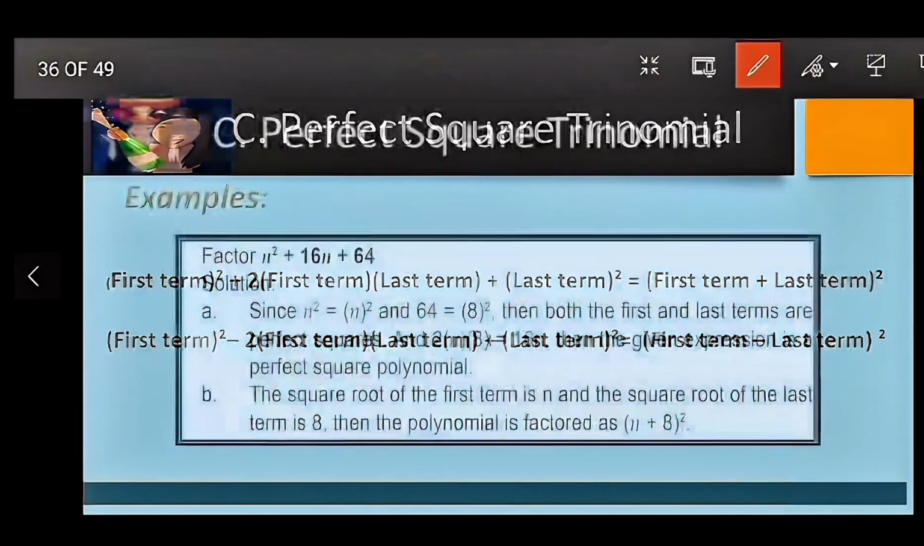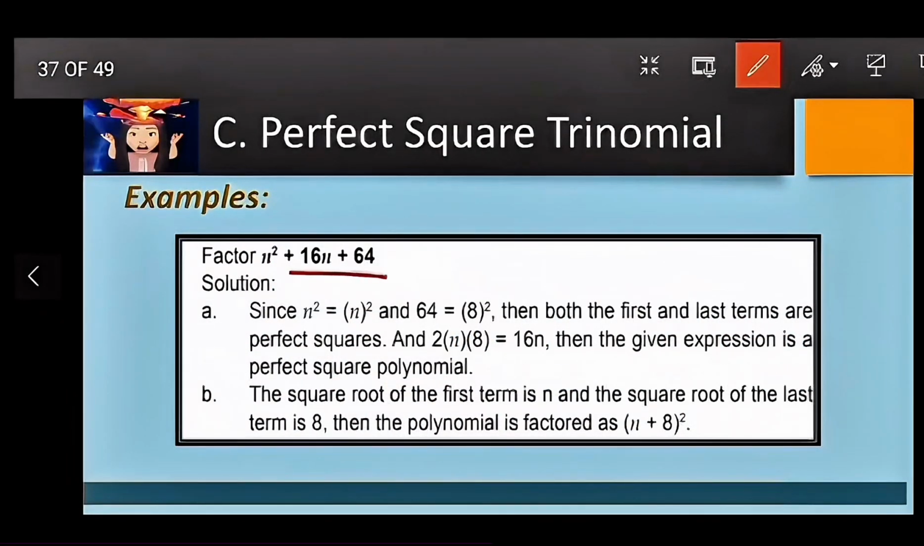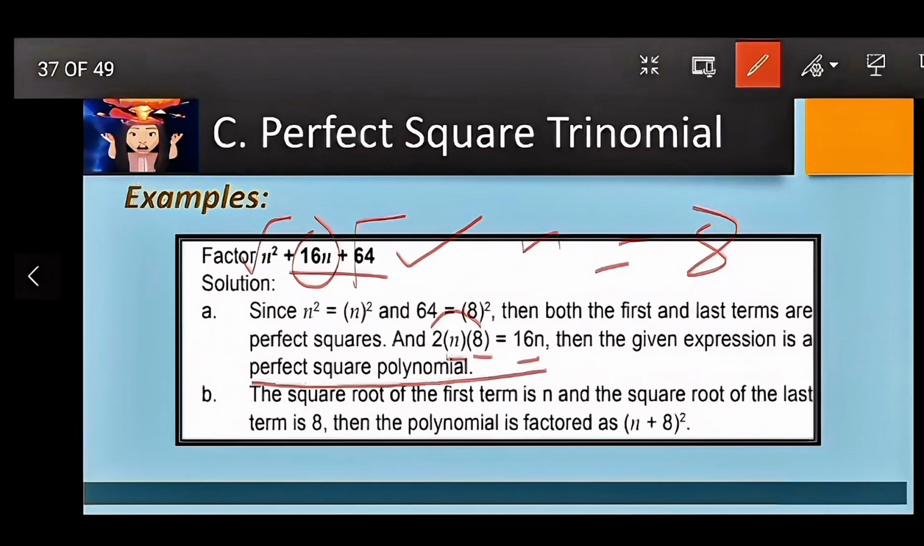So let's move to our example. The given is n squared plus 16n plus 64. Yes, we can say that it is a perfect square trinomial because the square root of n squared is equal to n, and the square root of 64 is equal to 8. Then we multiply the square root of the first term and the square root of the last term by 2. We have 16n, which is here. So we can say that the given expression is a perfect square trinomial.